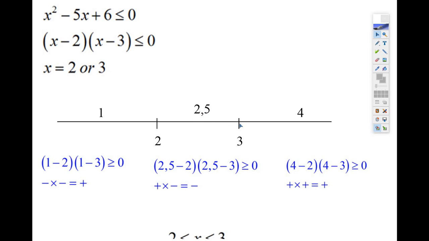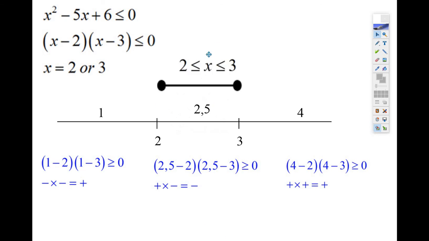So it's true. In fact, anything in between 2 and 3 works, and this is how you'd graph it. There's your solution set. 2 works because it makes it 0. 3 works because it makes it 0. And anything in between is negative, which is less than 0. So there's your solution set.